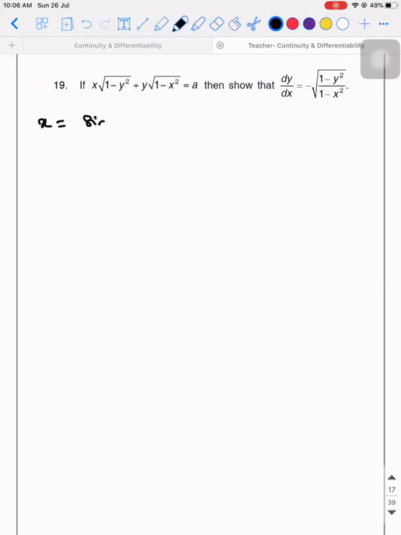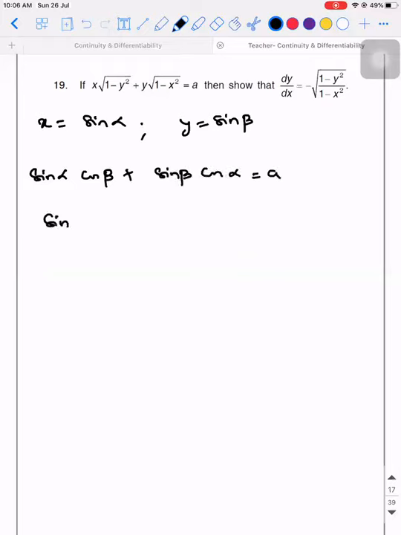So x equal to sine alpha. If I put y is equal to sine beta, then what will I get? Sine alpha into root of 1 minus sin square theta, so that will be cos beta, plus sine beta into cos alpha is equal to a. Sine of alpha plus beta is equal to a. I hope it is clear till this step. Yes, sir.